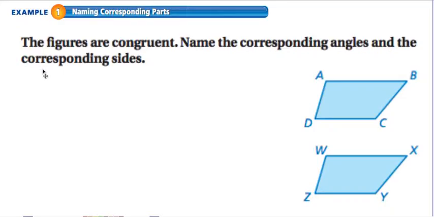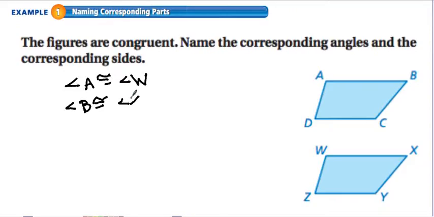So right here, this example is saying that the figures are congruent. They want us to name the corresponding angles and the corresponding sides. So we have to pretend like if we translated this, or if we moved these figures together, what would match up? Angle A would be congruent to or corresponding with angle W. They are in the same position. They would match up. Angle B corresponds with angle X. They're in the same position.